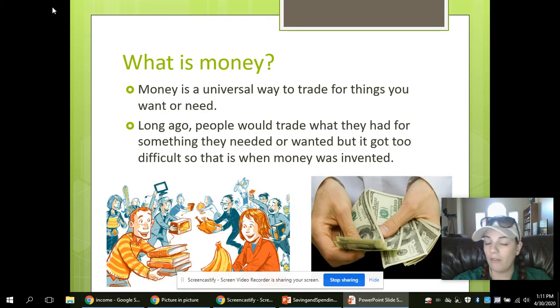Let's first start off with what is money? I know that you've been learning the different coins, but what is money? Money is a universal way to trade for things that you want or need.